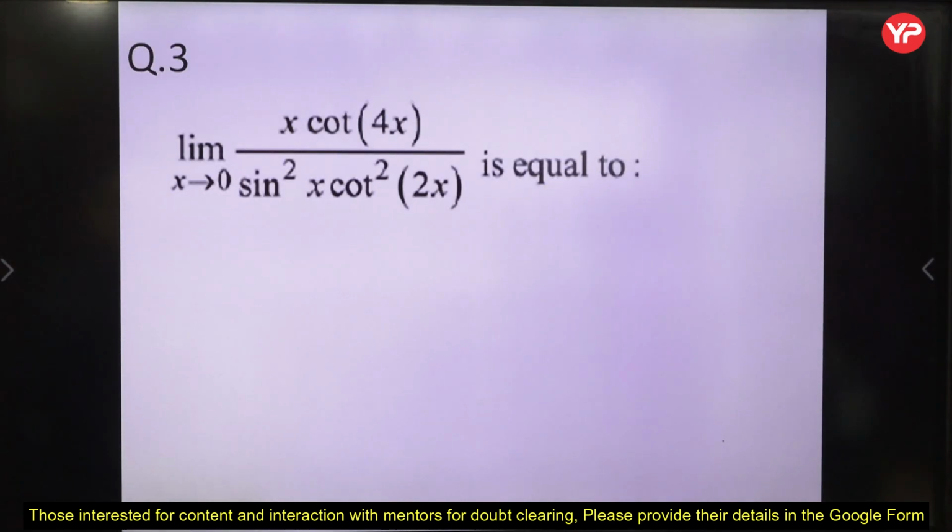So again I have taken one problem from limit. So try to solve this. All of you solve the problem and write your answer in the chat box.